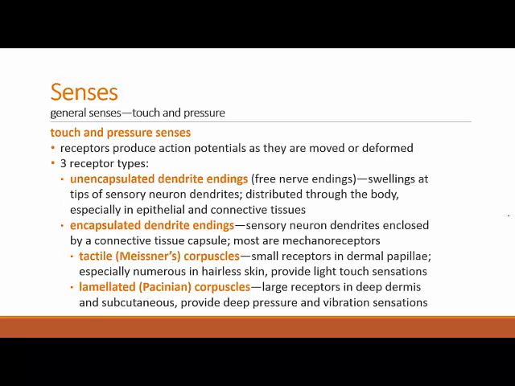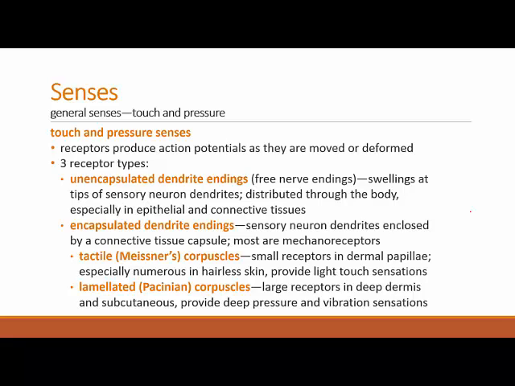We'll start by talking about touch and pressure senses. The sensory receptors involved here are mechanoreceptors, the ones that produce action potentials, or at least produce local potential changes that will stimulate action potentials as they are moved or deformed. And there are three receptor types associated with touch and pressure senses.